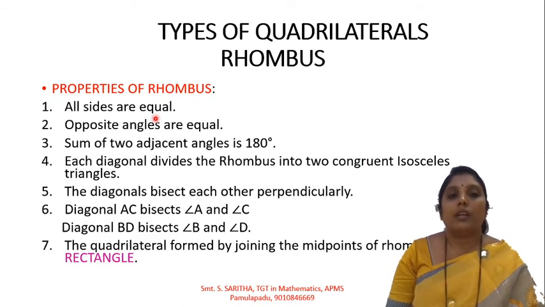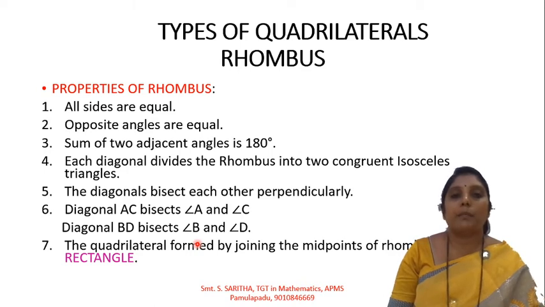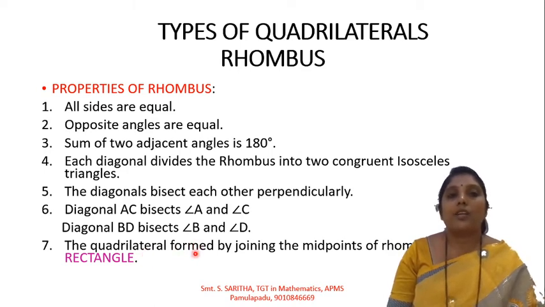So, all sides are equal. Second property, opposite angles are equal. Third, sum of two adjacent angles is 180 degrees. Each diagonal divides the rhombus into two congruent isosceles triangles. The diagonals bisect each other perpendicularly. AC bisects angle A and angle C, and the diagonal BD bisects angle B and angle D. And the quadrilateral formed by joining the midpoints of the rhombus is a rectangle.